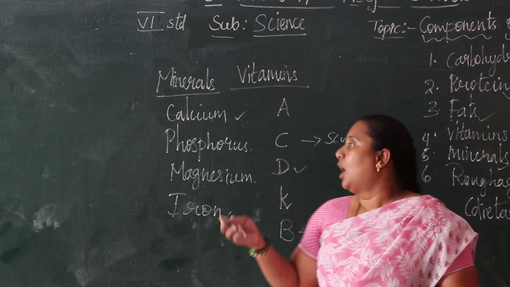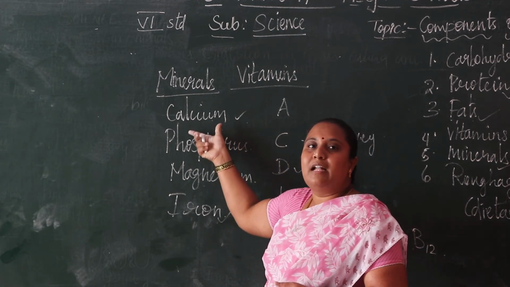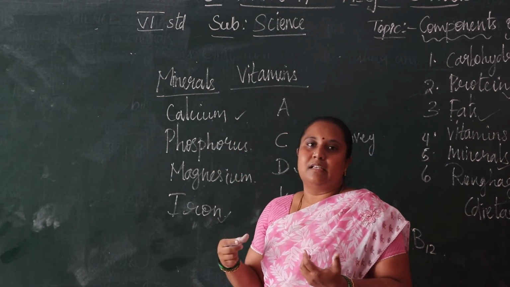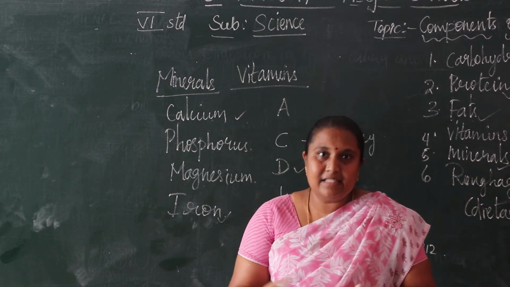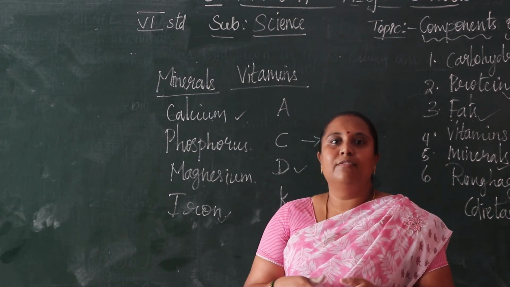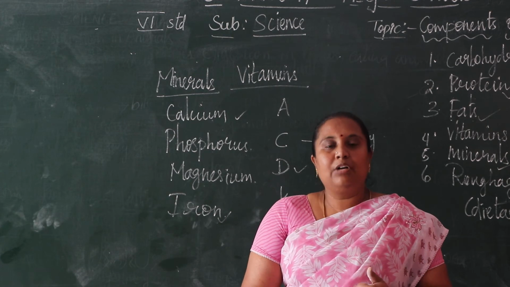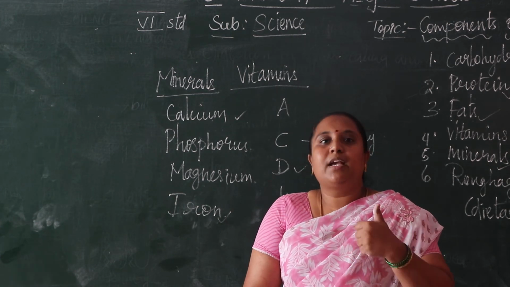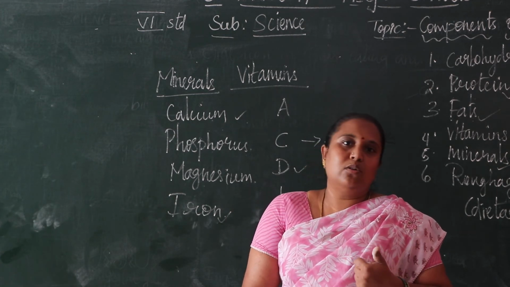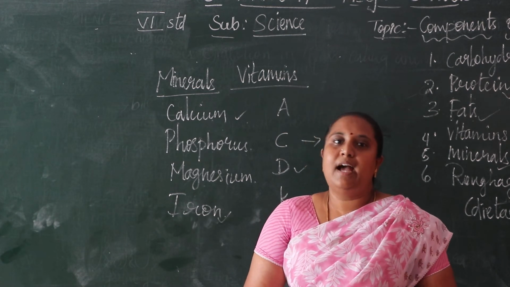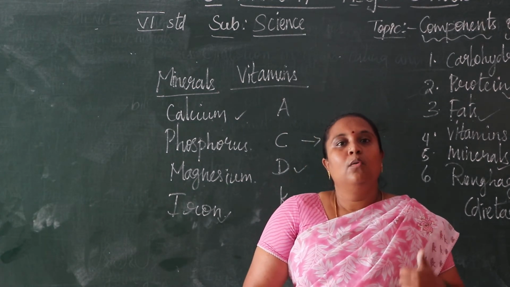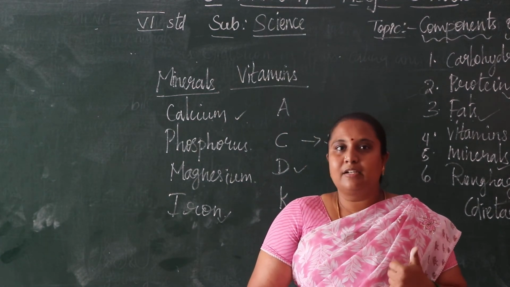Is it right, children? So with the loss of calcium, we are getting diseases, and the loss of strength of bones. If we have strength, we can do any activity. If there is no strength, we can't do any activities. Is it right, children? So we should eat a balanced diet.